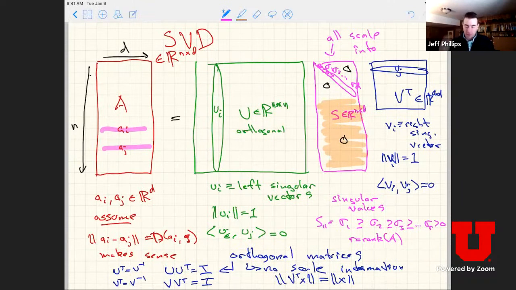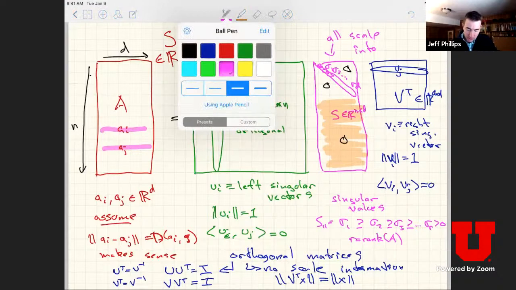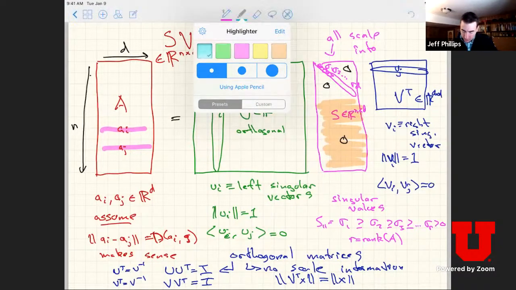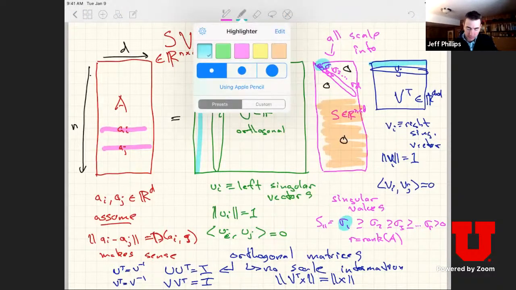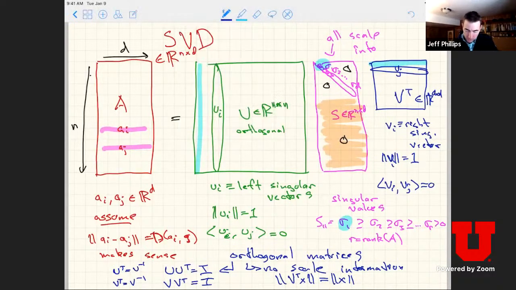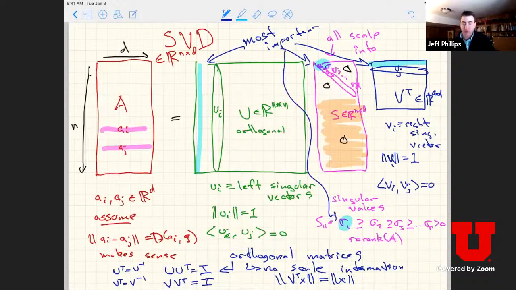Okay, and so they're in decreasing order. That means in particular that this top singular vector, which corresponds to what is multiplied by the top right singular vector and the top left singular vector, and the top singular value, is the most important element, the one highlighted here. And how much more important it is is based on its value.